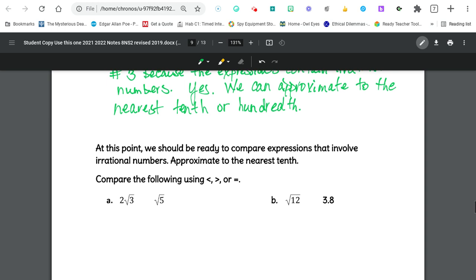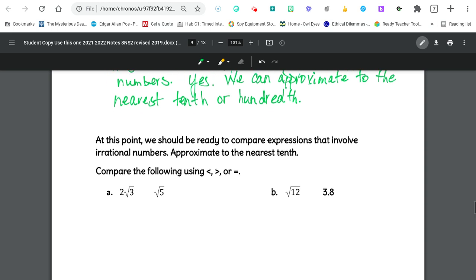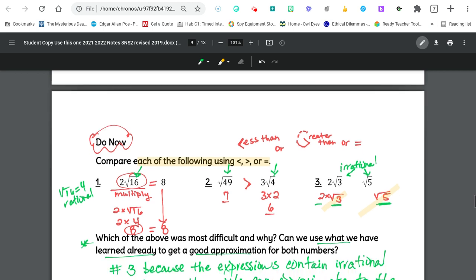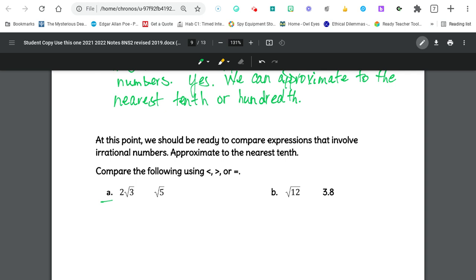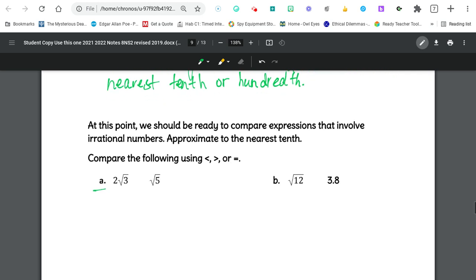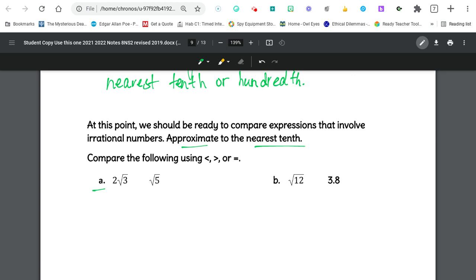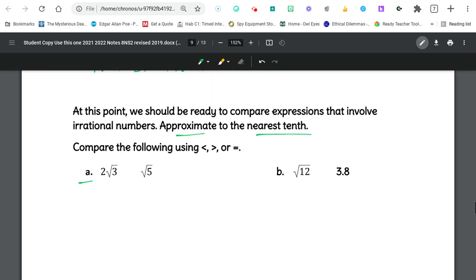All right, so we're going to take a look at A. A is the same as 3. It says at this point we should be ready to compare expressions that have irrational numbers, but we're going to approximate these to the nearest 10. If the numbers are really, really close, guys, like if I get 2.7 in one expression and 2.7 in the other, then I'll round to the nearest 100. But until then, I'll stick with the nearest 10. And I know I had you all checking in the others, but if we can compare without checking, we're going to compare without checking, all right?